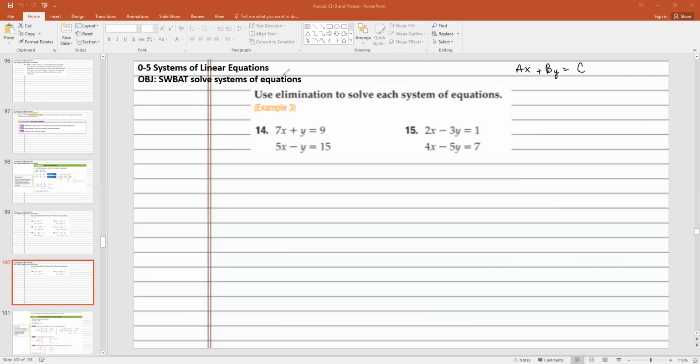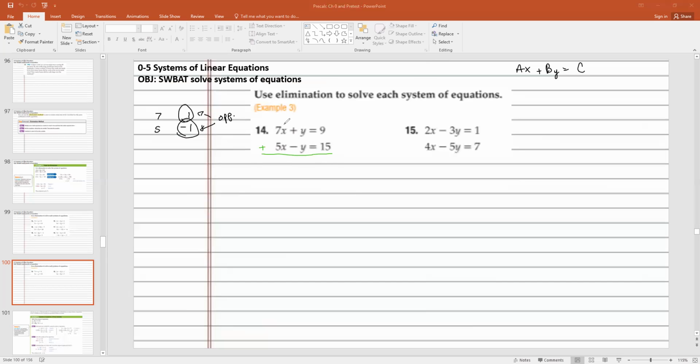So here our coefficients are 7 and 5 for the x's, and those aren't ones, those aren't opposites. Here the coefficient of y is 1, and the coefficient of y in the second equation is -1. Hey, look at that. Those are already opposites. So sometimes you already have opposites, and when that's the case, yay, all you have to do is just add them straight down. So we don't have to do much work there. When they're opposites, just add them.